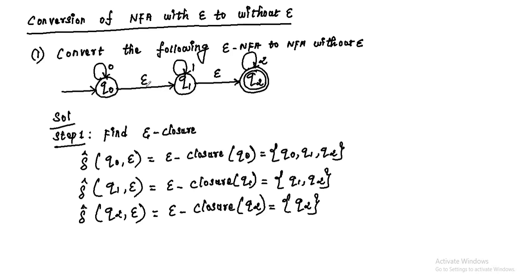How to find the epsilon closure? By looking at the transition diagram, see in which state the epsilon closure starts and ends. There are 3 states in this diagram and we need to find the epsilon closure for each state separately.